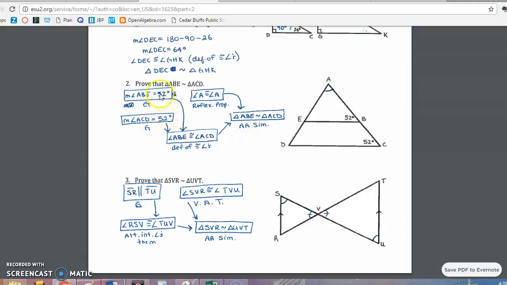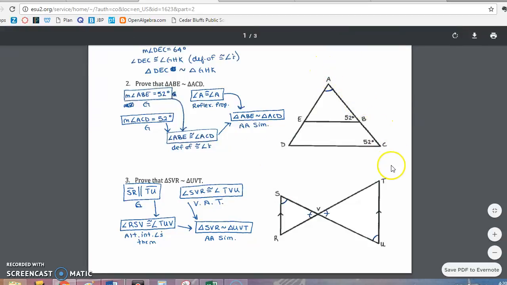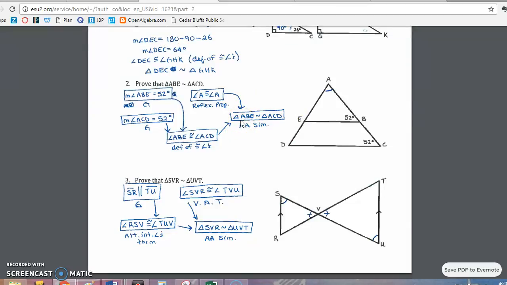Now if they have the same measures, we can say they're congruent by the definition of congruent angles. So that's one piece of information. That's one pair of congruent angles. Well, here we notice that angle A is in triangle ABE, but it's also in triangle ACD, this big one. So we can say that angle A is congruent to itself through the reflexive property. So now we have one set of congruent angles and two sets of congruent angles, 1 and 2, and that gives us the two angles we need to prove that triangle ABE is similar to triangle ACD through angle-angle similarity.